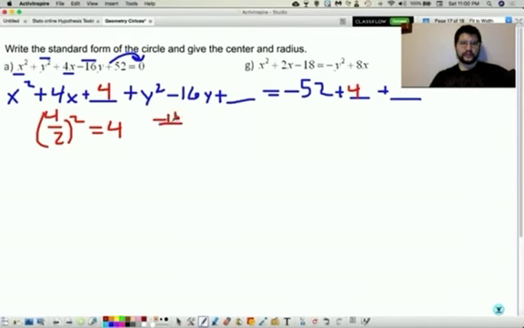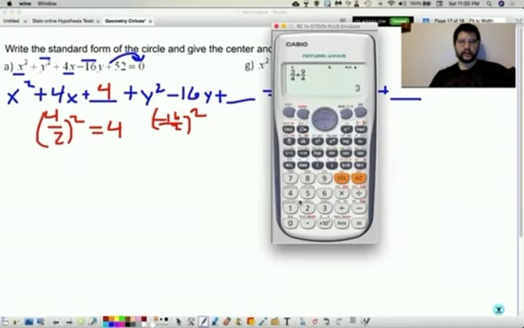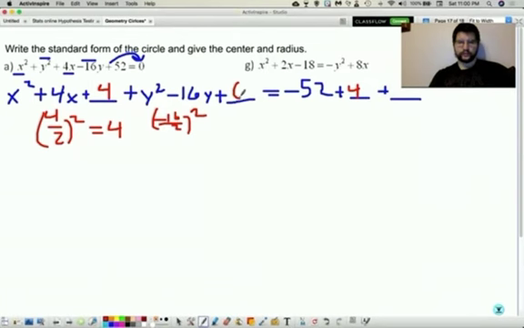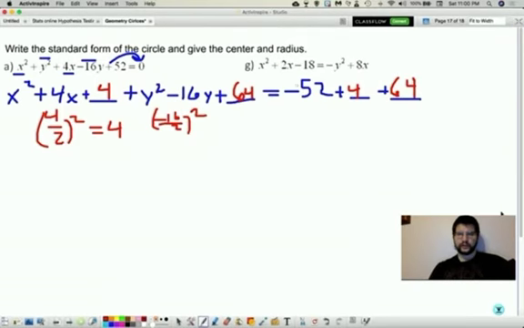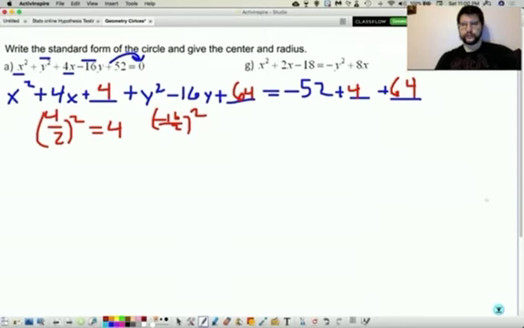Negative 16 over 2 squared. Well, negative 16 over 2 is negative 8. 8 times 8 is 64. Use a calculator to make sure. 64. That's what I'm going to put right here. So that's what it looks like right there. So I added the 4 to both sides. I added the 64 to both sides. What you do to one side, you have to do to the other. Basic algebra rules. That'll work.